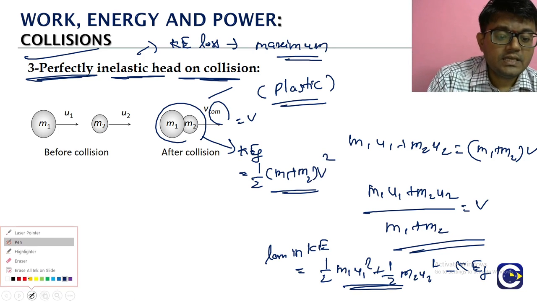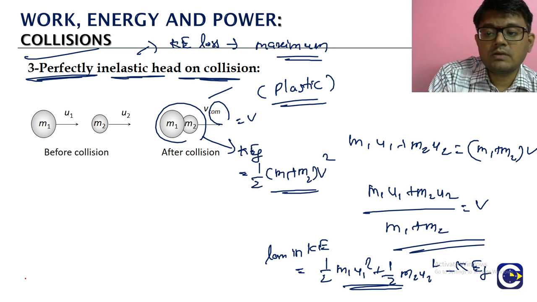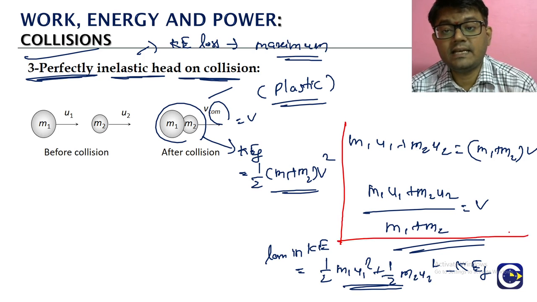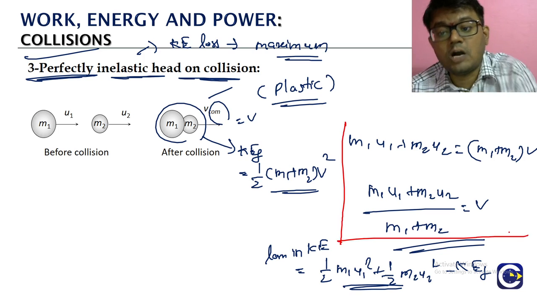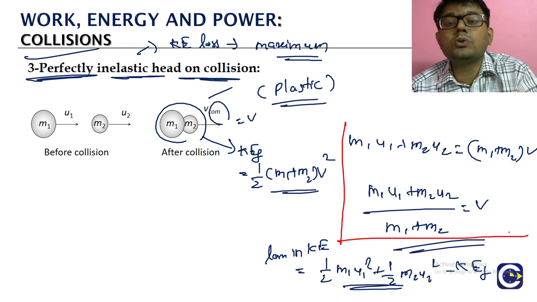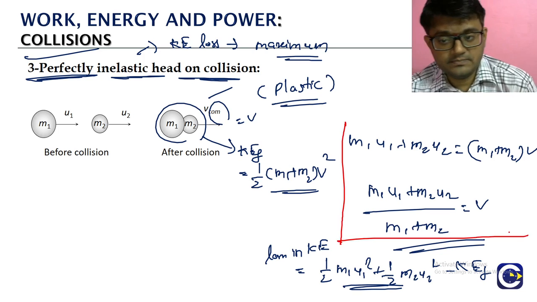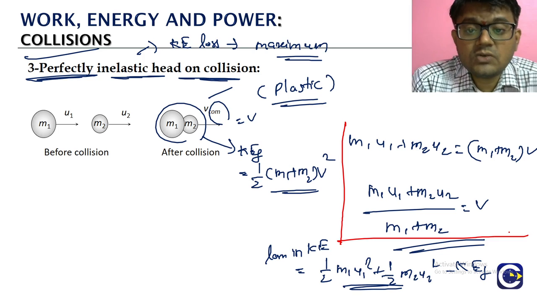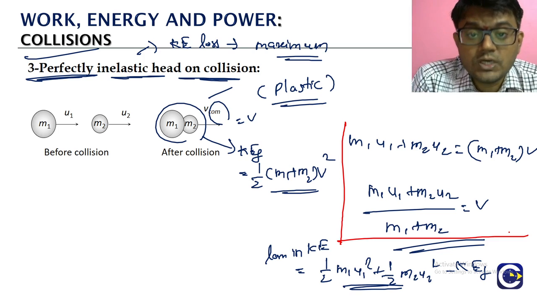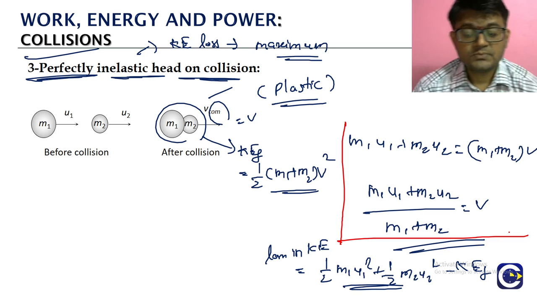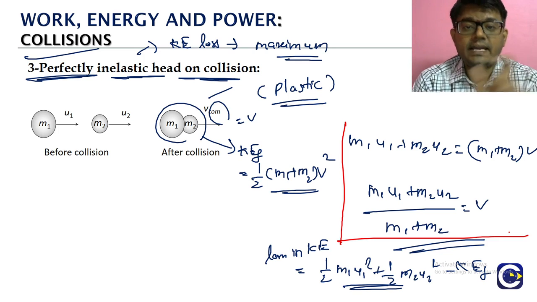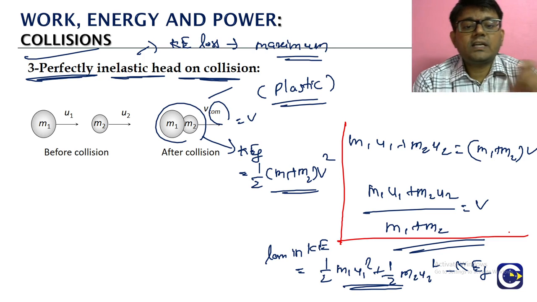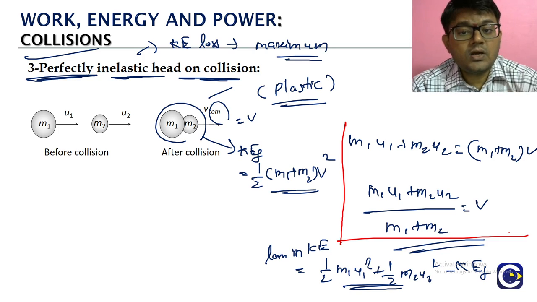One is they can ask us to find the common velocity. Second, after you find that common velocity, we will be able to find the loss of kinetic energy. Because the significance of this perfectly inelastic collision is that the loss of kinetic energy is going to be maximum. So you can find out the loss of kinetic energy value also. Okay, so this is about the perfectly inelastic head-on collision.